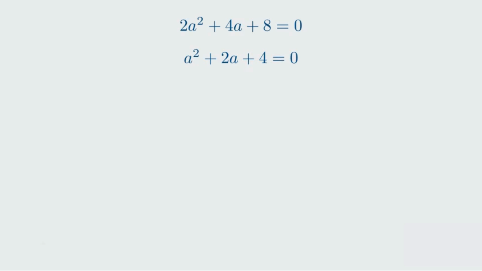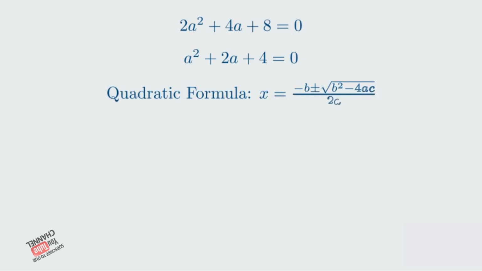Remember, the quadratic formula solves for the roots of any equation in the form of ax squared plus bx plus c equals 0. The formula is negative b plus or minus the square root of b squared minus 4ac, all divided by 2a. In our simplified equation, a is 1, b is 2, and c is 4. Let's substitute these values into the formula.